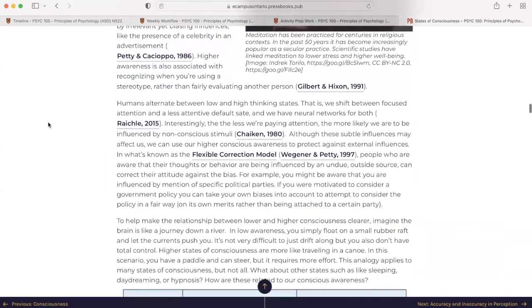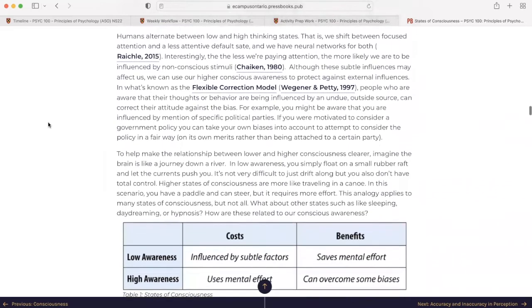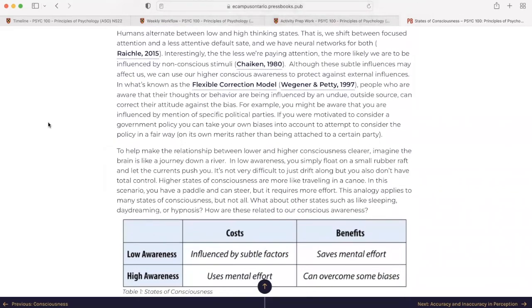Humans alternate between low and high thinking states. That is, we shift between focused attention and a less attentive default state, and we have neural networks for both. Interestingly, the less we are paying attention, the more likely we are to be influenced by non-conscious stimuli. Although these subtle influences may affect us, we can use our higher conscious awareness to protect against external influences.